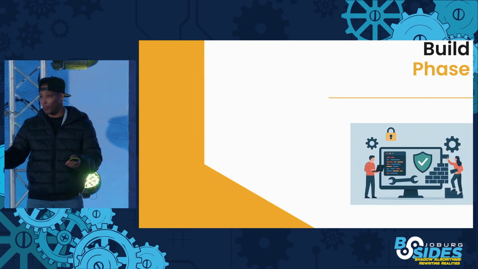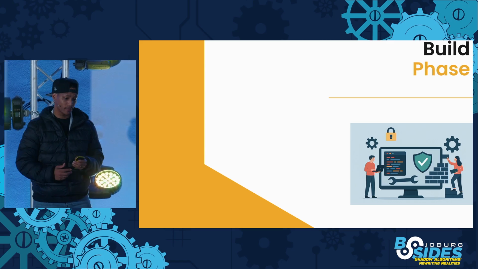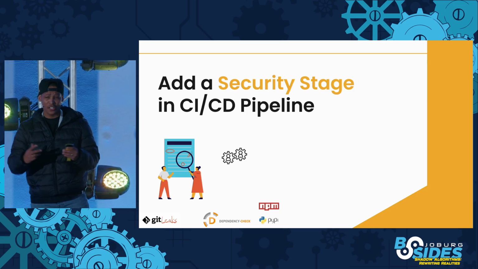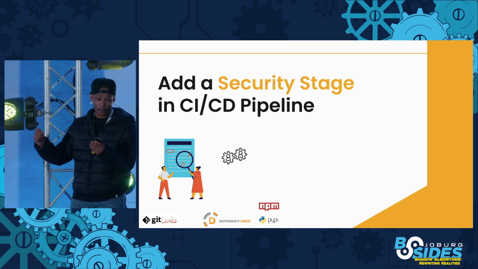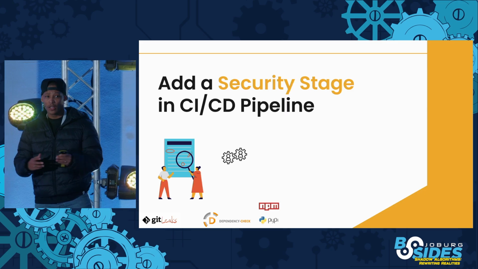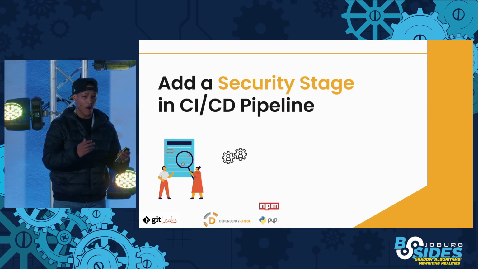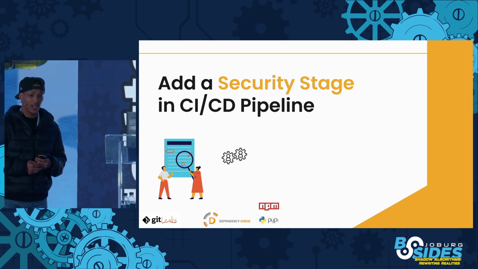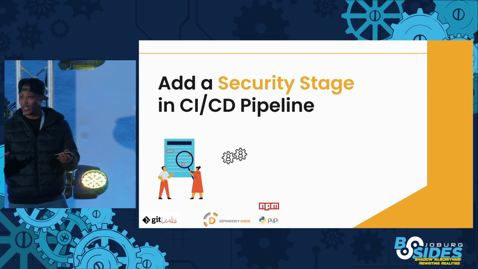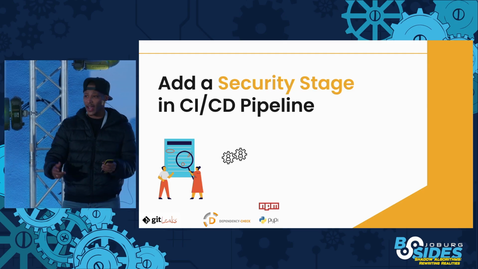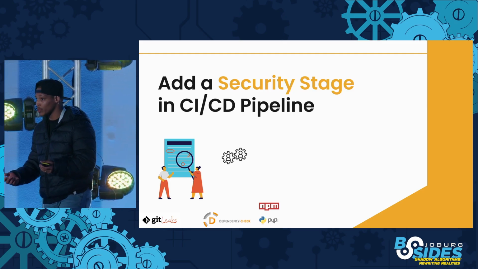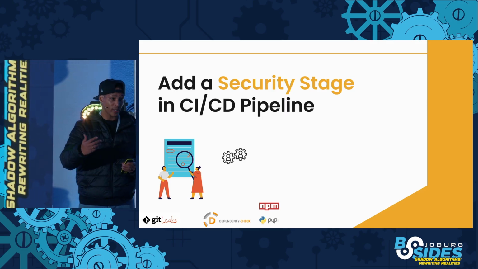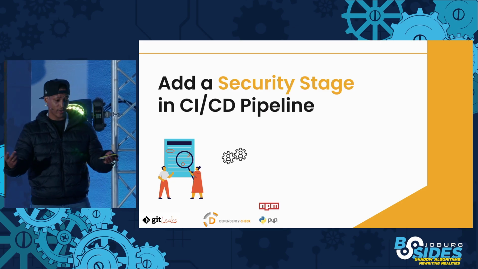Let's have a look at the build phase and what the team can do. In the build phase, you can add a security stage into your CI/CD pipeline to detect critical issues such as hard-coded secrets, making use of secret scanning tools, and also dependency scanning tools, also known as software composition analysis tools. What this will do is identify vulnerabilities in third-party dependencies or libraries.